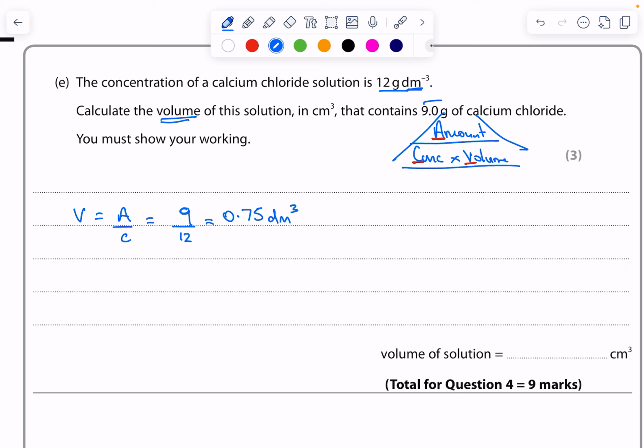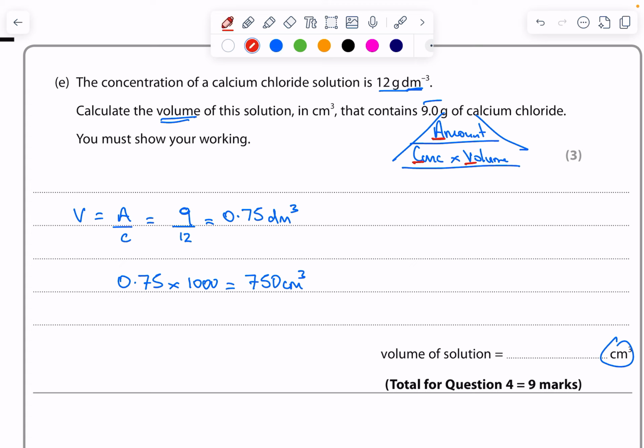If you just check down here, it wants my answer as centimeters cubed. So all I have to do is take the 0.75 and multiply it by 1,000. So times that by 1,000, and that's going to give me 750 centimeters cubed that would be required.